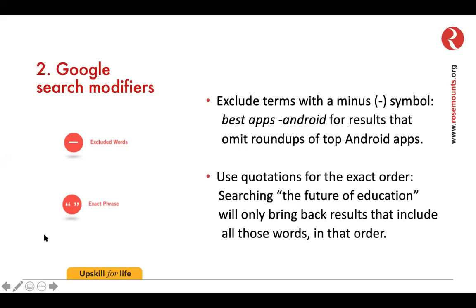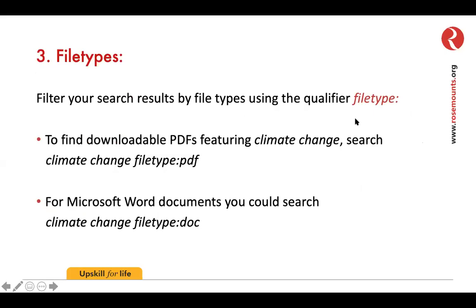Then if you're looking for an exact phrase, exactly the same words in the same order, you need to put them in inverted commas, in quotation marks, for example, "the future of education". Google will show you websites which have these exact same words in this exact same order. These are known as Google search modifiers. Then file types. Now, as teachers, it is important.